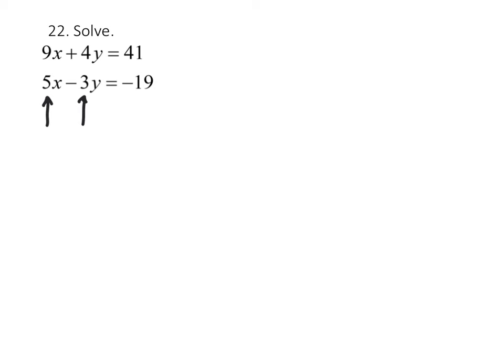I'm going to work with the y's because I have one positive and one negative coefficient. I need to figure out what 3 and 4 both go into evenly, and that's my goal. My goal is to get positive and negative 12y in those two equations. I can accomplish that by multiplying the top equation through by 3.